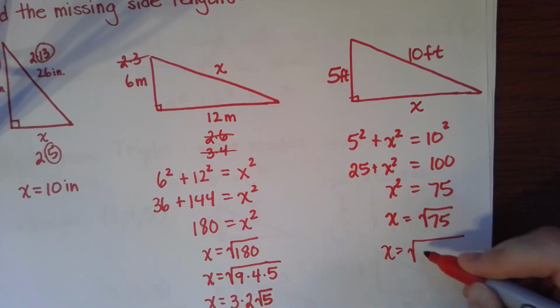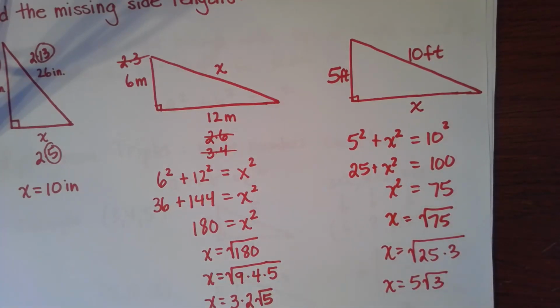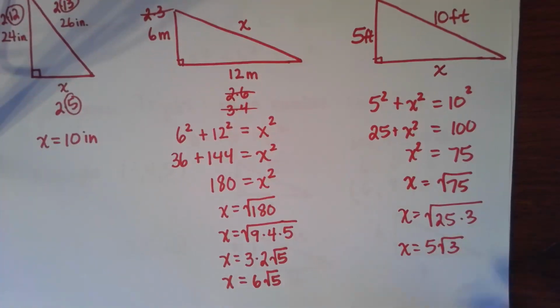Okay, 75 is 25 times 3. We know the square root of 25 is 5, so we can bring a 5 out and we're left with 5 square root of 3. Okay. So it's always a good idea to check your Pythagorean triples to see if that helps you. If not, then you can just go through the Pythagorean theorem formula and make sure to write your answer in simplified radical form.